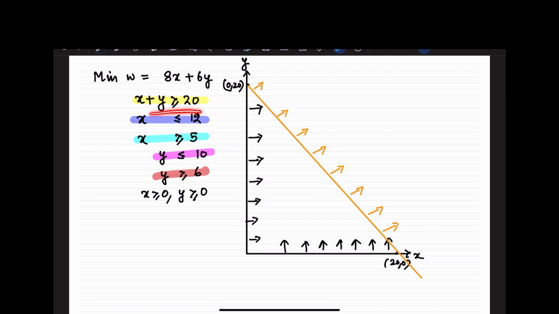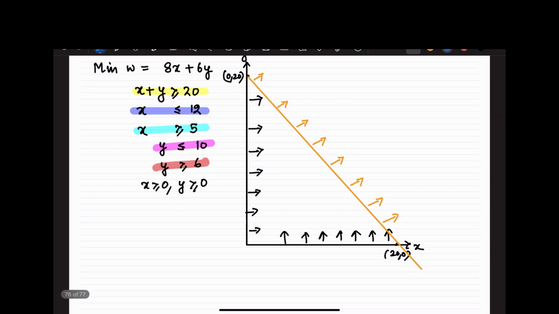Next we see this constraint. This is a vertical line at x equals 12. So x equal to 12, you have a vertical line. So this is x equals 12. And the region: put 0, it is satisfying. So the region is towards the origin.